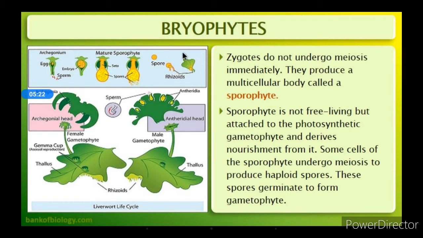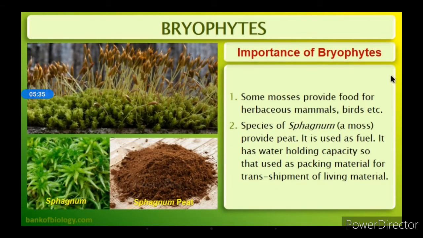be growing, then the leaf-like structure, that is the new plant, that is the gametophyte, the plant which can produce the gametes. That is the baby plant which will be coming out from that spore. Okay. And what is the importance of bryophytes?